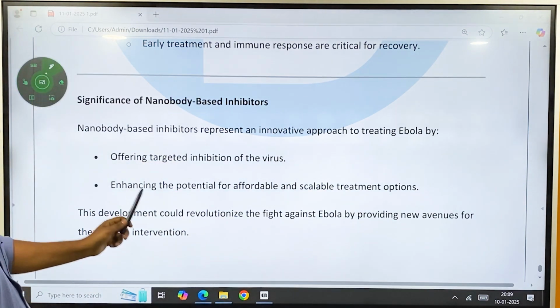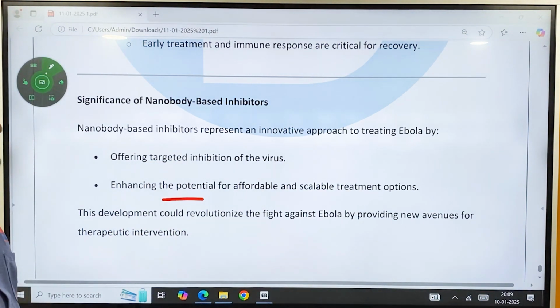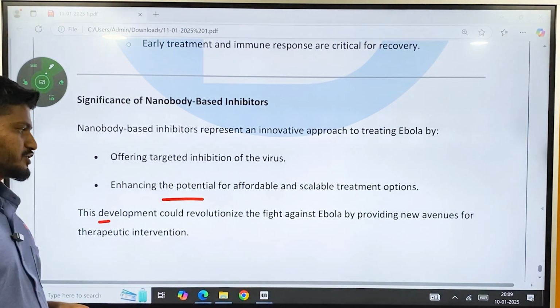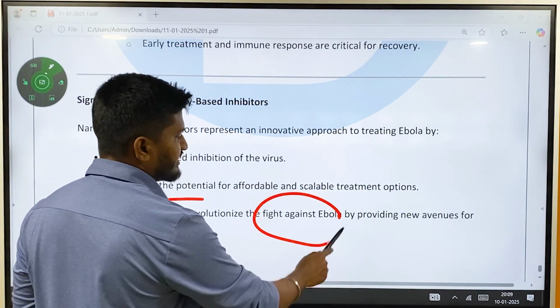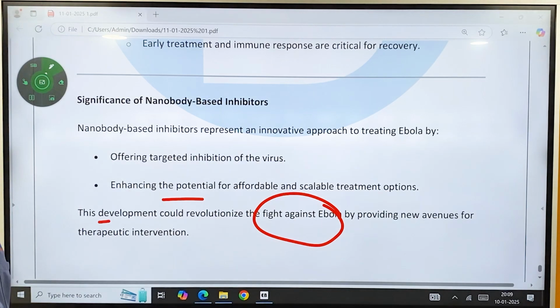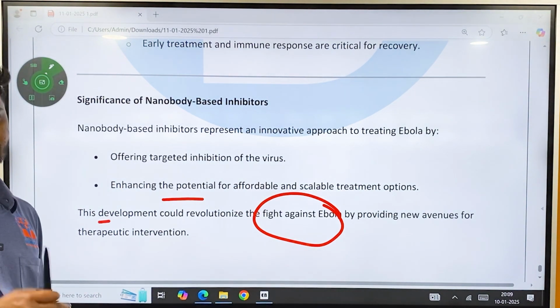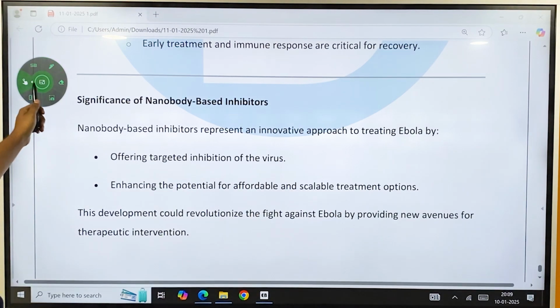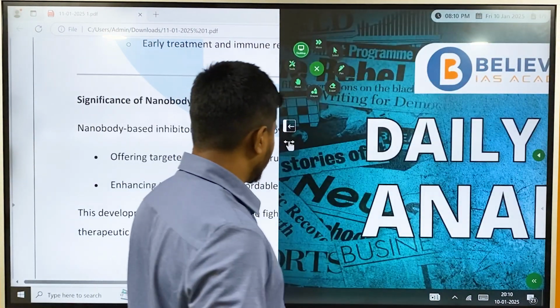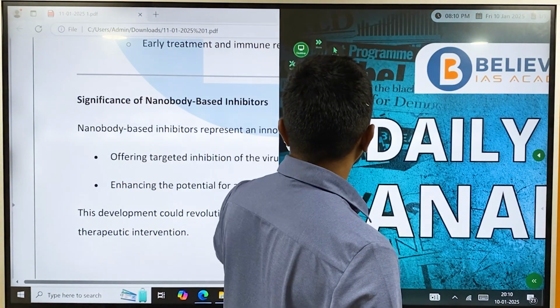It enhances potential for affordable and scalable treatment options. This development could revolutionize the fight against Ebola as well as the fight against many other diseases which do not have any treatment. You can also develop nanobody based inhibitors for those diseases also. These are the important articles which I wanted to discuss in today's class.